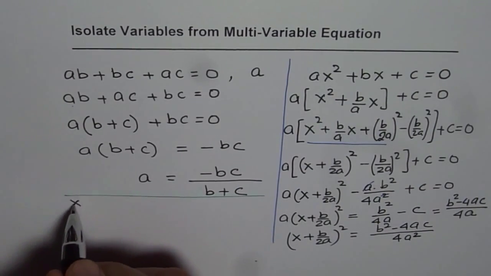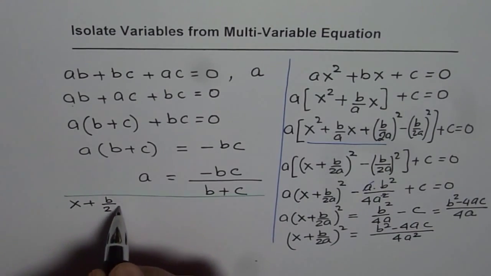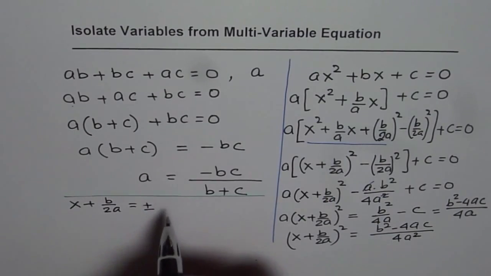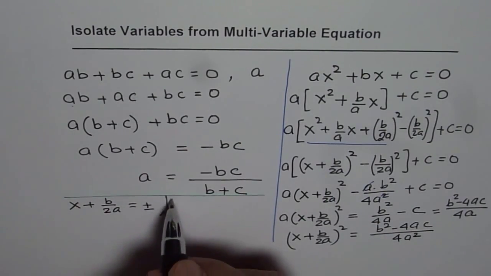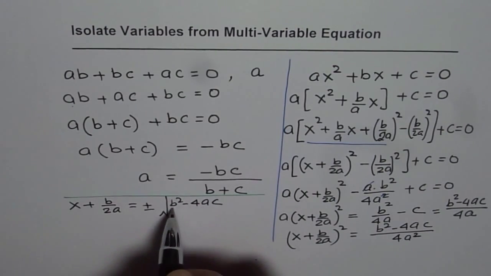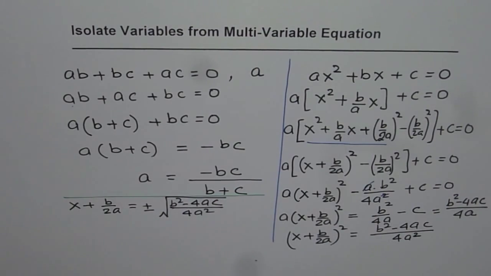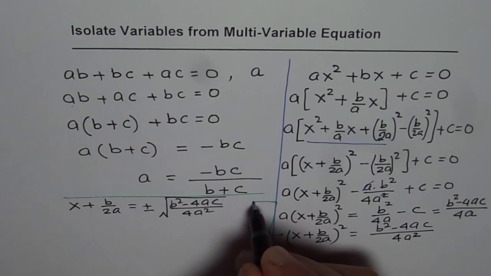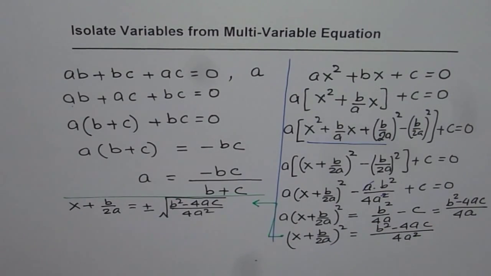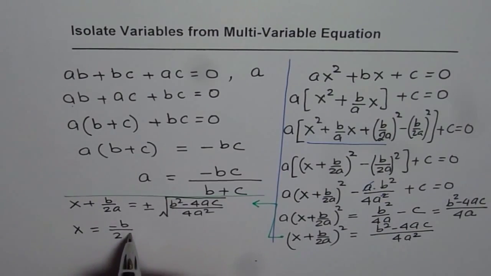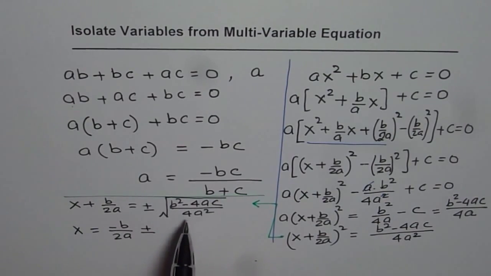So I get x plus b over 2a equals to square root of this. And whenever you do square root, you write plus and minus, and then we have square root of b square minus 4ac divided by 4a square, correct? So what we did is we moved from here to this step. Now we have finally isolated x, and we can write x as equal to minus b over 2a plus and minus. Now square root of 4a square is 2a, right?